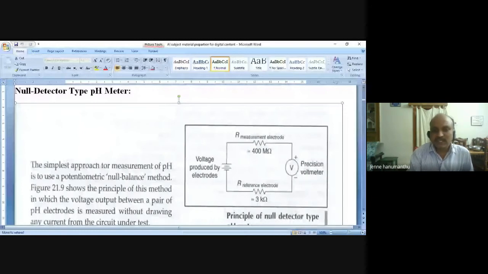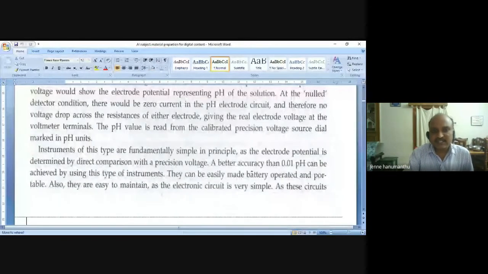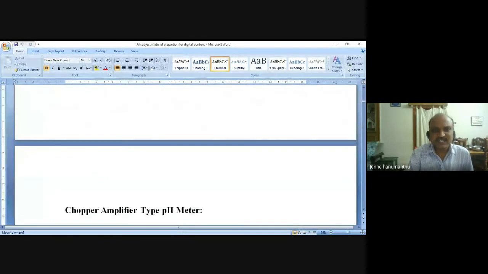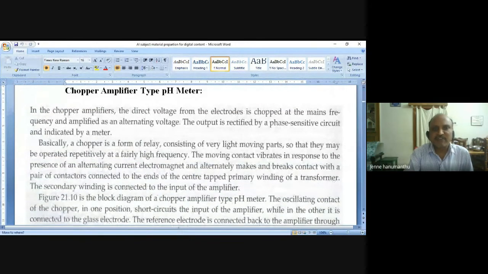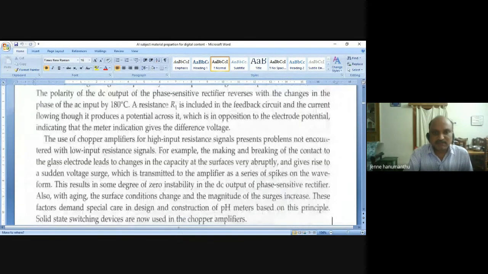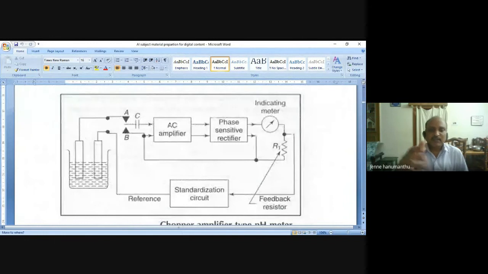And in this second case, the chopper amplifier type pH meter, we observe this diagram. In this diagram, it is a container. This container has some unknown solution whose pH is to be measured. Again we have two electrodes.